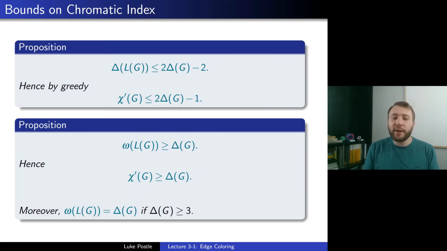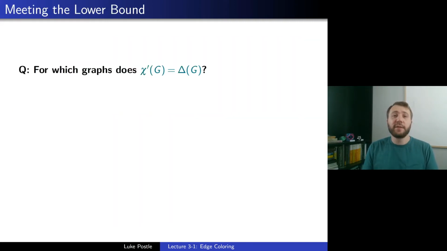And I'll just remark, if you think about it, actually omega of the line graph is equal to delta of G if delta is at least 3. So when you're dealing with paths and cycles, if you have a triangle, the omega of the line graph could be 3, of course. But beyond that, when delta is at least 3, you can't actually get a larger clique than around a vertex in this way. So those are the upper and lower bounds we kind of know from understanding vertex coloring.